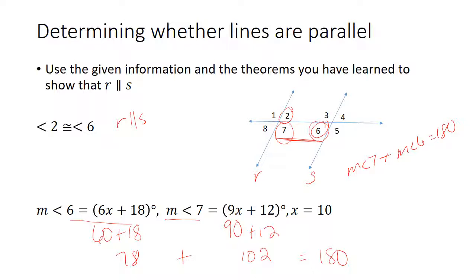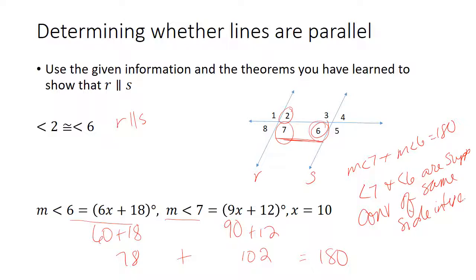which means that angle 7 and angle 6 are supplementary by the definition of supplementary angles. And then by the converse of same side interior angles, we would say that R is parallel to S.